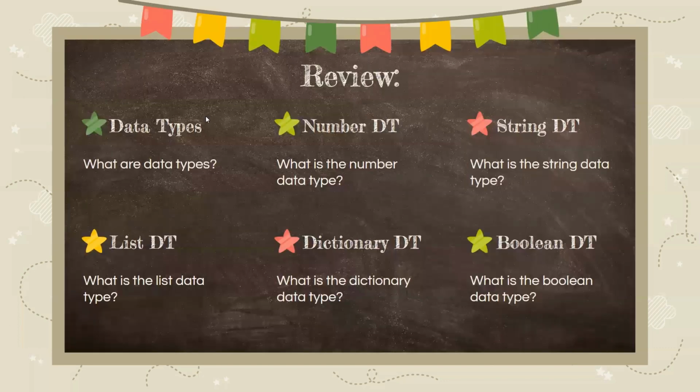To review, we learned what data types are in general. Then we learned about the number data type, the string data type, the list data type, the dictionary data type, and the Boolean data type. We learned what those are and some examples when using them. And again, variables are a big part of data types. So if you haven't already, go check out the variable video that I did a few weeks ago, and that will help a lot more with this video as well.